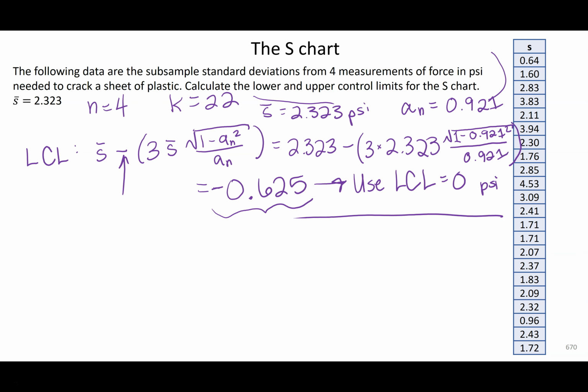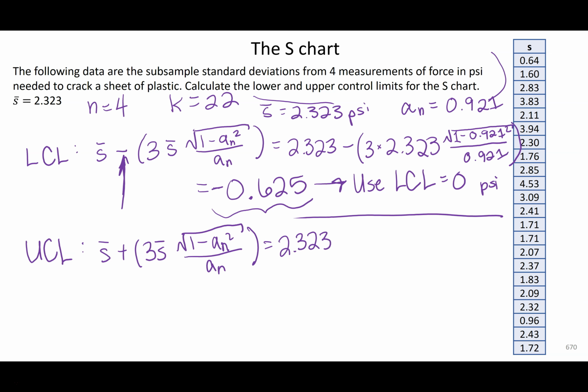Okay, so then for the upper control limit, we're going to do the same thing, except here we're going to add. So S bar plus 3 times S bar times that square root of 1 minus A sub n squared. Plug in the same values, but this time we're going to add. So 2.323 plus 3 times 2.323 times 1 minus 0.921 squared. Please remember to square first. That's our order of operations coming back to haunt us.